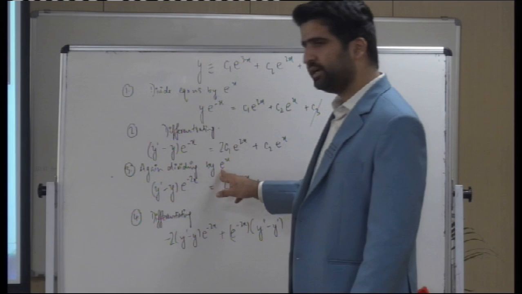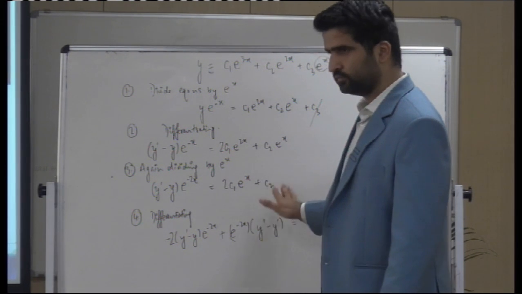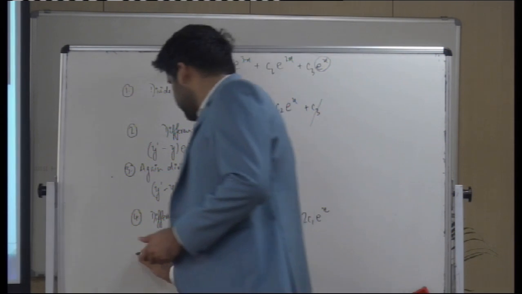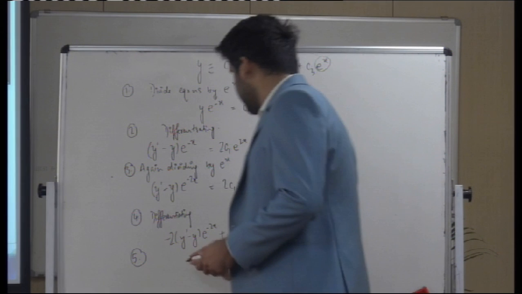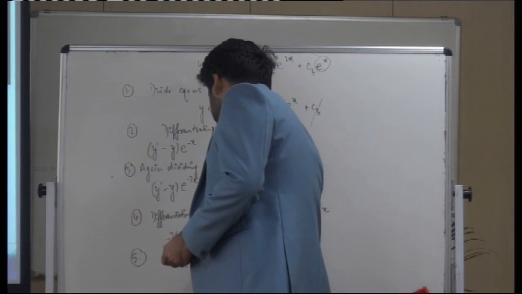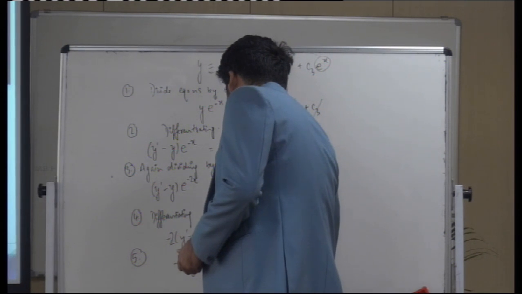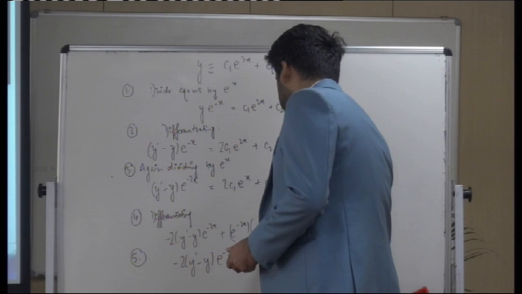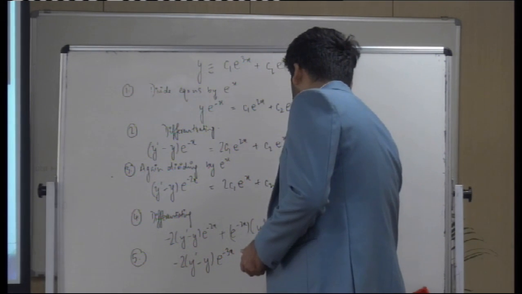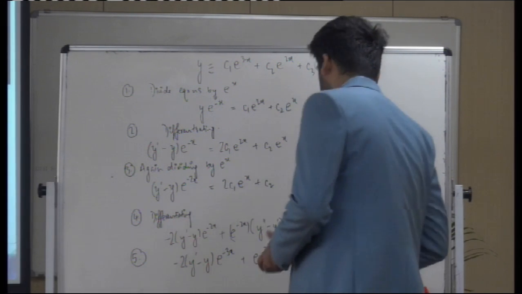Again dividing by e to the power x. This one cancels out, and this is again a constant, so we can cancel out. Then the fifth step will be again divided by e to the power x. So we'll get minus 2 y dash minus y e to the power minus 3x plus e to the power minus 3x y double dash minus y is equal to 2c1.